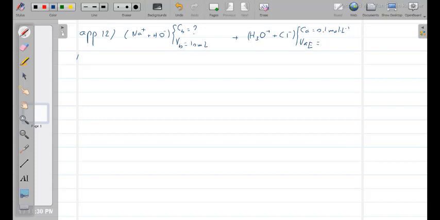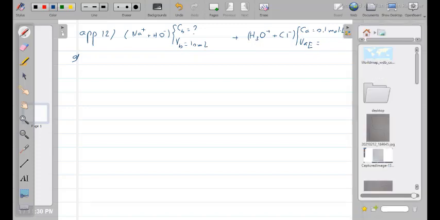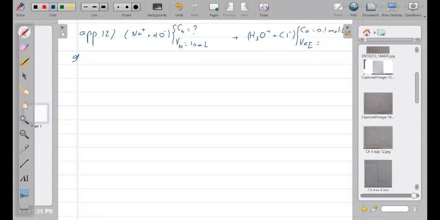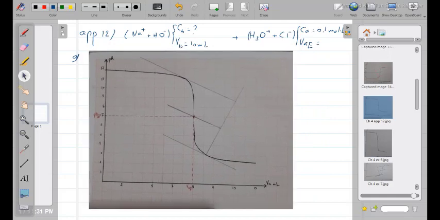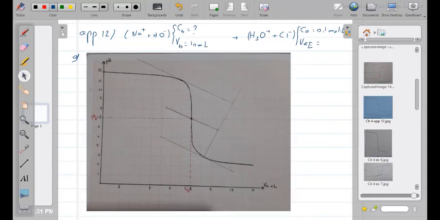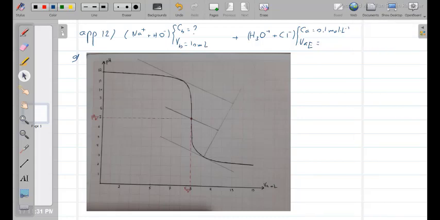Part A, plot the curve. This is the curve representing the variation of pH as a function of Va added. And part B, you determine the coordinates of the equivalence point graphically. Using the parallel tangents method, we determine the coordinates of the equivalence point. We have VaE equal to 9 milliliters and pHE equals 7. This is the equivalence point E.